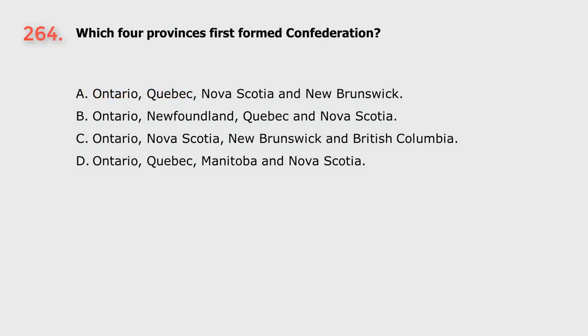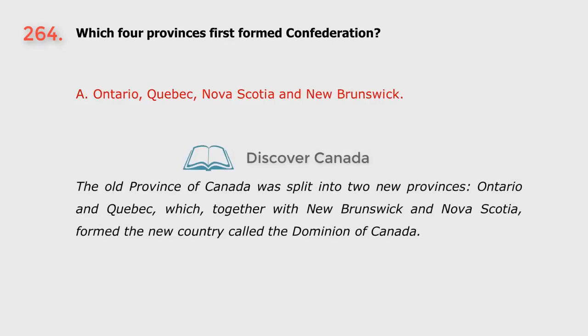Question 264. Which four provinces first formed Confederation? A. Ontario, Quebec, Nova Scotia and New Brunswick. B. Ontario, Newfoundland, Quebec and Nova Scotia. C. Ontario, Nova Scotia, New Brunswick and British Columbia. D. Ontario, Quebec, Manitoba and Nova Scotia. The answer is A. Ontario, Quebec, Nova Scotia and New Brunswick.